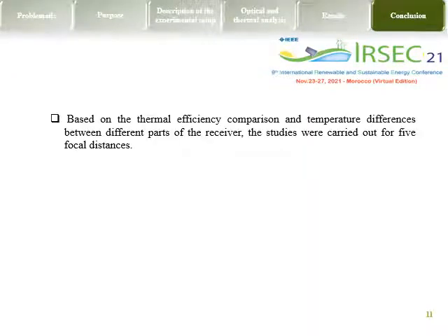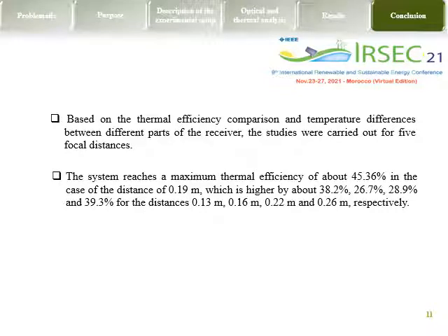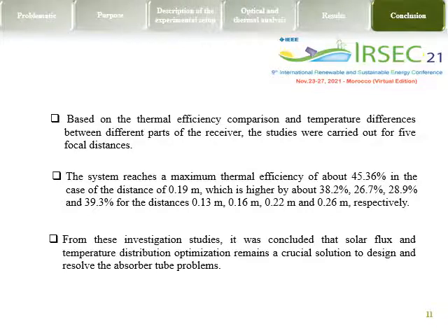Based on the thermal efficiency comparison and temperature differences between different parts of the receiver, the studies were carried out for 5 focal distances. The system reaches a maximum thermal efficiency of about 45.3% in the case of the distance of 0.90 meter, which is higher compared to other distances.